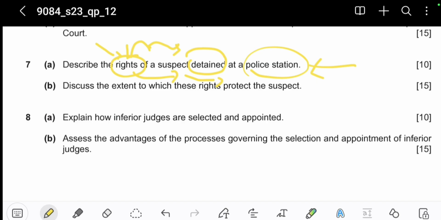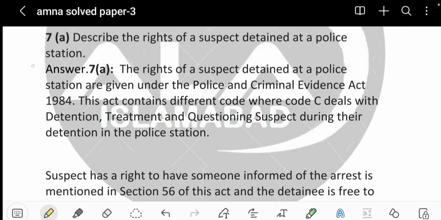Okay, so I'm going to start the answer now. So I have opened up my answer. This is answer 7A. The rights of a suspect detained at the police station are given under the Police and Criminal Evidence Act. Now, after adding the name of the act, you will definitely get 1 mark from here.